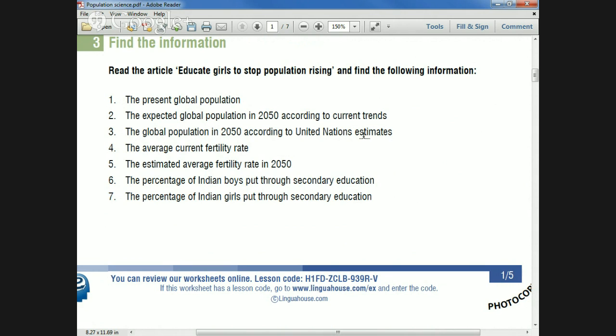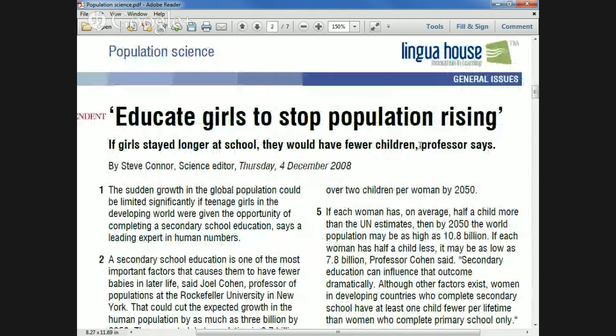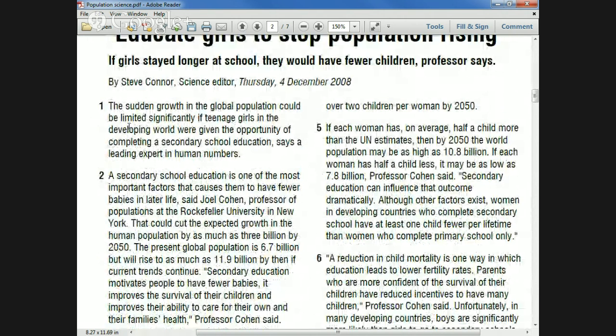Did you guys hear that I said estimates here and estimated here? And did you also notice that I said 2050 here and then I said 2050 here? So those are both 2050 or 2050. Both are correct. And I guess I said 2050 because it was the last word. I'm not sure why I chose that. So, okay, educate girls to stop population rising. If girls stayed longer at school, they would have fewer children, professor says. Okay, so Ramon, can you read number 1?